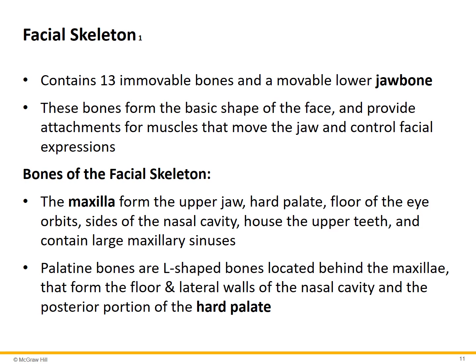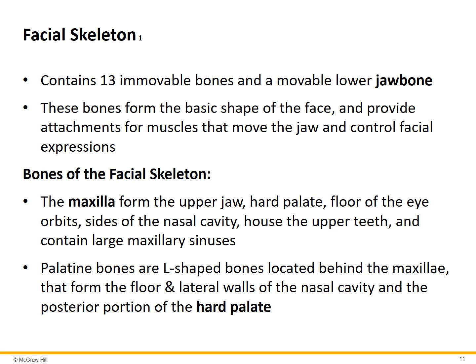The maxilla is your upper jaw, and this forms a large portion of the hard palate. The maxilla extends up to the frontal bone, so it forms the floor of the eye orbit, and the sides of the nasal cavity. This is where you find your upper teeth. And there are also large maxillary sinuses. So if you ever have a sinus headache and you have pressure beneath your eyes, it's probably inflammation of your maxillary sinuses.